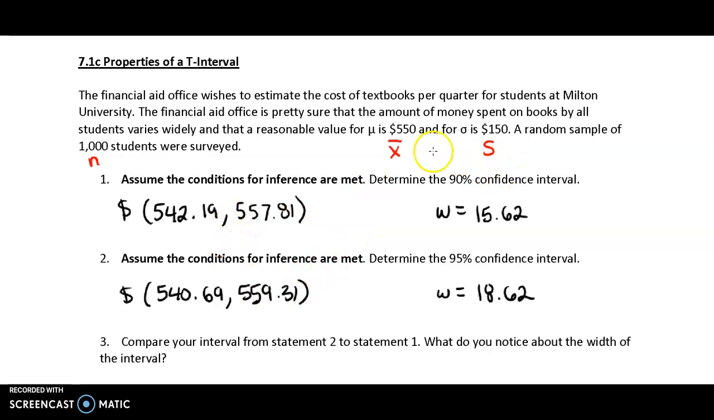So I'm going to show you how I calculate this here. Well, the financial aid office wishes to estimate the cost of textbooks per quarter for students at Milton University. The financial aid office is pretty sure that the amount of money spent on books by all students varies widely, and that a reasonable amount for mu is 550 and for sigma is 150. And we're going to treat that as x bar and s. Now, a random sample of 1,000 students are surveyed. So assuming the conditions are met, which they are, we're going to determine a 90% and a 95% confidence interval.